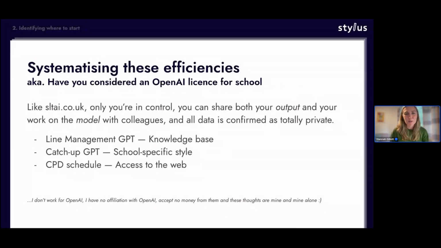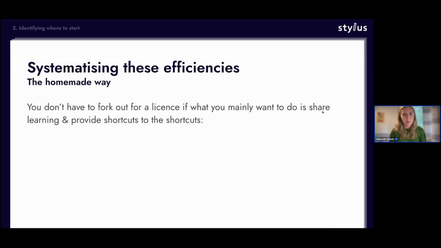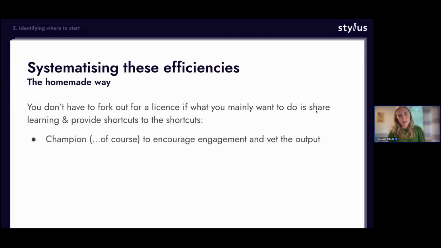So you've got a couple of options there. SLT AI, if you want that general calling on freely available policies online. If you want to personalize it and build something just for your school and just for your teachers, consider OpenAI. If you want to go the homemade way and you don't want to pay for another license, what you can do instead are some of these tips for sharing and learning and giving shortcuts to the shortcuts.